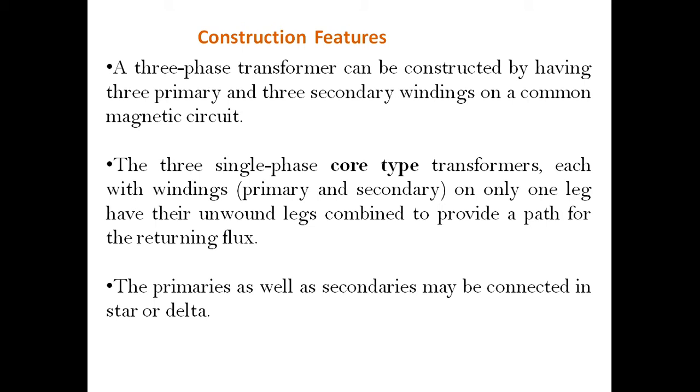What I mean is, if you are taking the core of a transformer, in that case, in only one limb, you wound both primary and the secondary. Then the one limb is left out, and that is used as the path for the returning flux. At the same time, the primaries as well as secondaries may be connected in either star or delta. That is, the terminals of each winding are brought out, and they are connected either in star or delta as per the requirement.